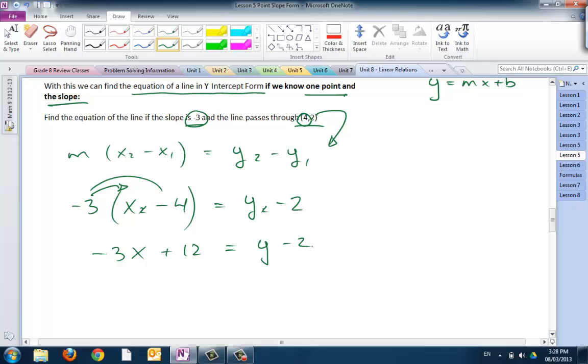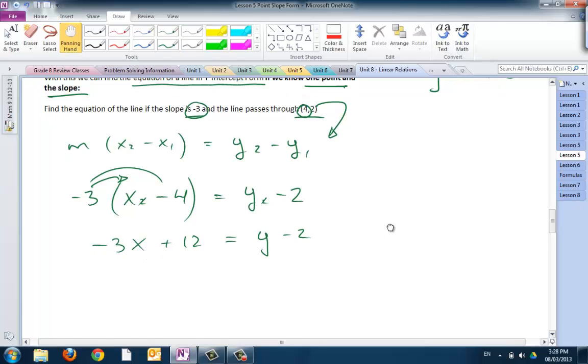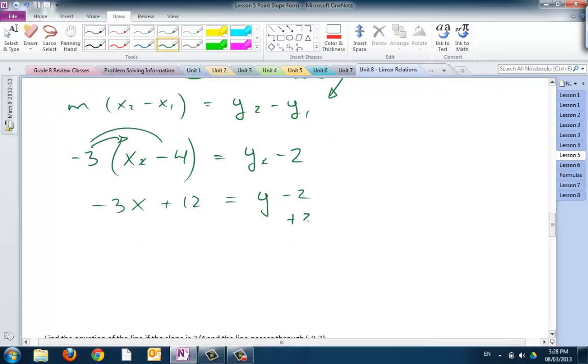Now this is looking really close to slope-intercept form, so all I really need to do now is add 2 to that side and add 2 to that side, and I'm left with -3x plus 14 is equal to y. Well, I can just reorder that and say y is equal to -3x plus 14. Oops, 14. So there it is, slope-intercept form, slope of -3, and the y-intercept of plus 14.